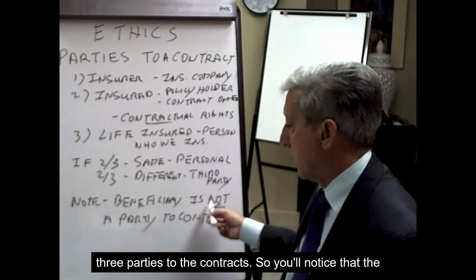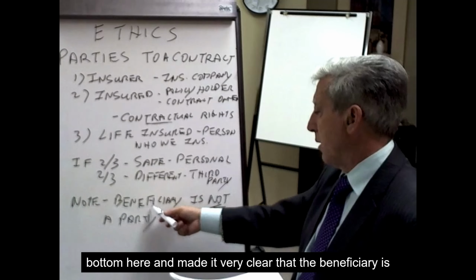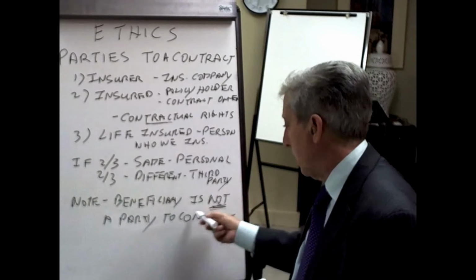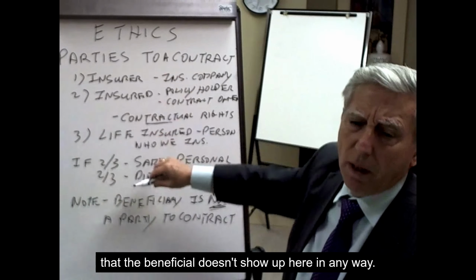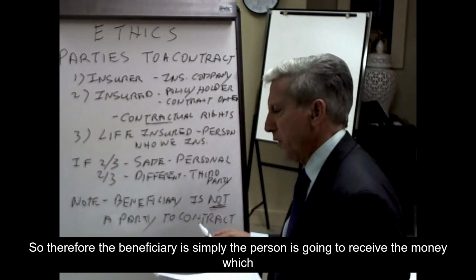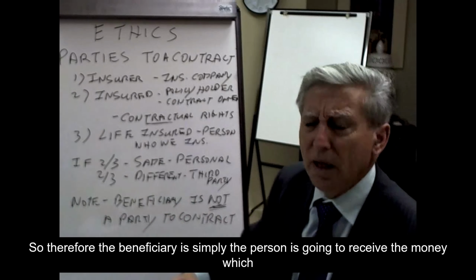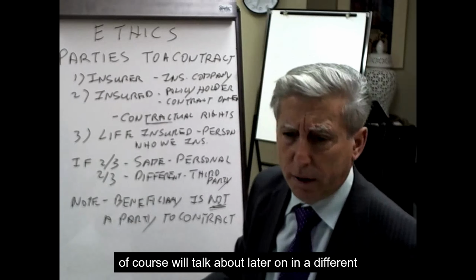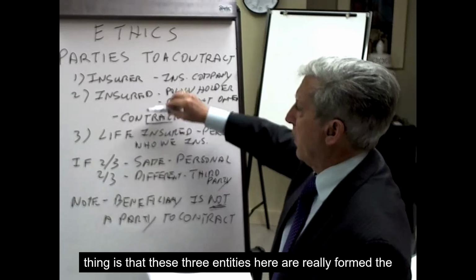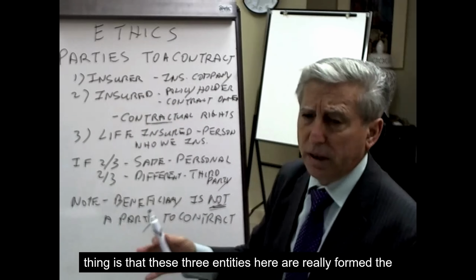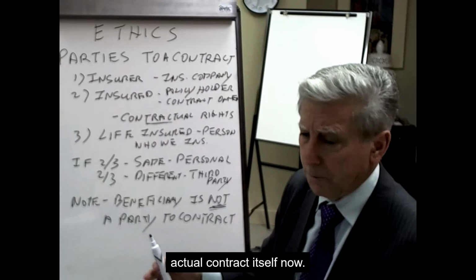You'll notice at the bottom here, I made it very clear that the beneficiary is not a party to the actual contract. So you'll see that the beneficiary doesn't show up here in any way. The beneficiary is simply the person who's going to receive the money, which of course we'll talk about later on in a different session. But the important thing is that these three entities really form the actual contract itself.